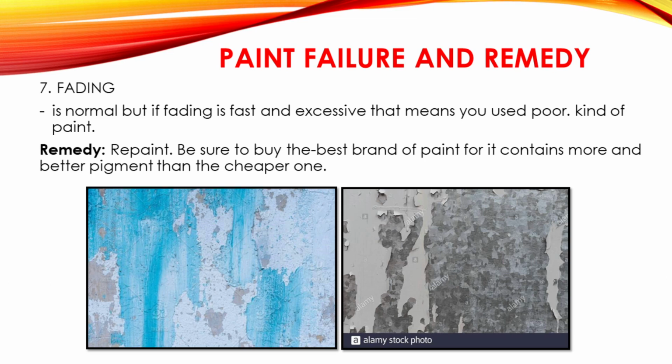The seventh type of paint failure is fading. Fading of paint is a normal behavior. However, if fading is already too fast and excessive, that means that you applied a poor kind of paint. And this usually happens when, for a few cents of difference in cost, the quality was sacrificed. So the remedy for this failure is to repaint. But you have to make sure that you buy the best brand of paint, for good paint contains more and better pigment than the cheaper one.